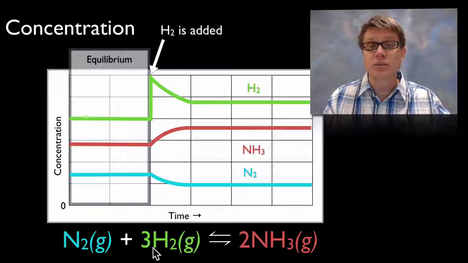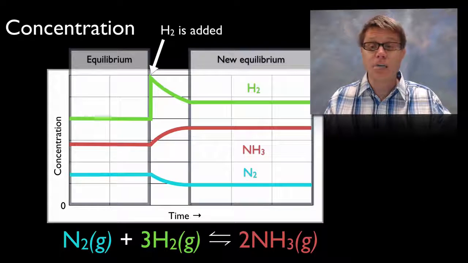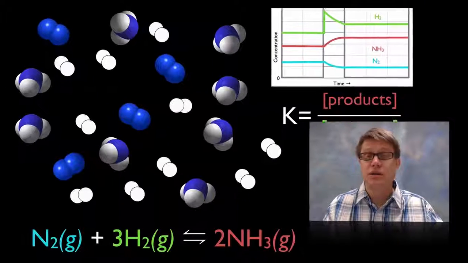According to Le Chatelier's principle, the reaction simply moves to counteract that additional reactants. And so which way is it going to move? It's going to move to the right. And so what's going to happen to the amount of hydrogen? It's going to decrease. What's going to happen to the amount of ammonia? It's going to increase. What's going to happen to the amount of nitrogen? It's going to decrease because it's a reactant as well. And so a new equilibrium is going to be established.